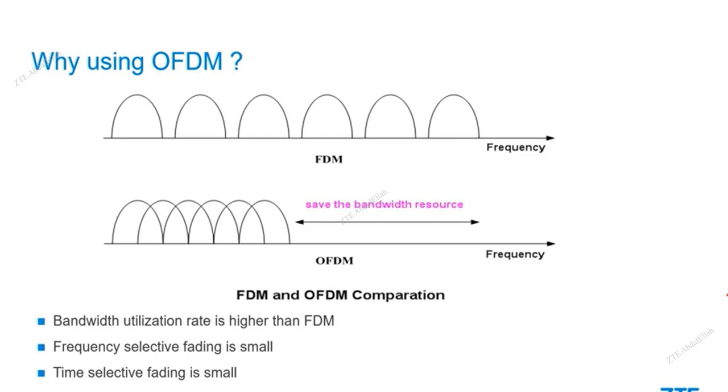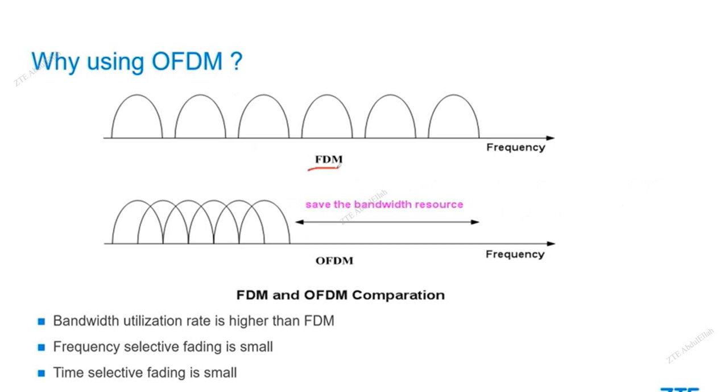And the TDMA is similar like before, right? TDMA is time division multiple access technology. So now we just talk about OFDM. OFDM means orthogonal frequency division multiplexing. So here we need to know what's the difference between OFDM and FDM, because we know in 2G we are using FDM, right? But here we are using OFDM.